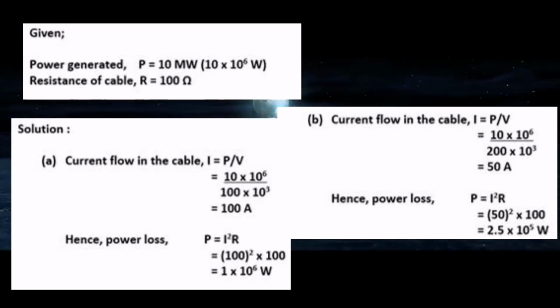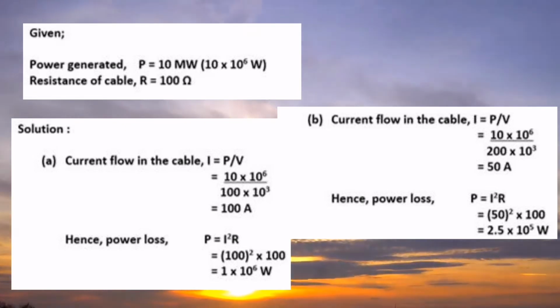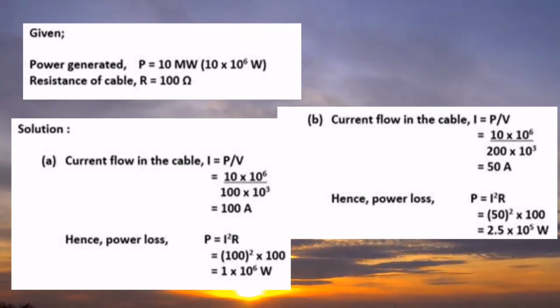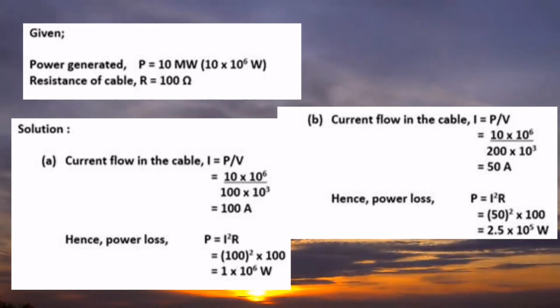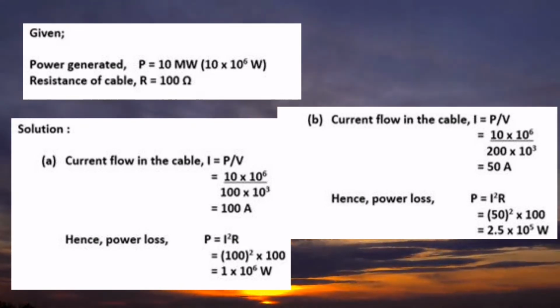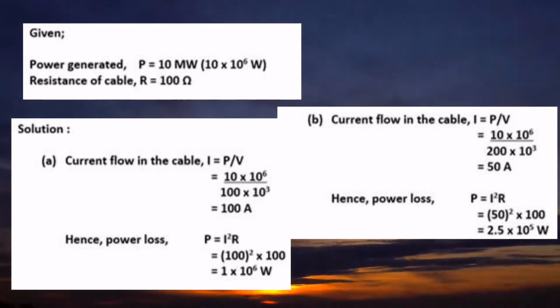And to find the power loss, we are using the equation of P equal to I squared R, where I is 100 ampere and the resistance of the cable is 100 ohm. So the power loss will be 1 times 10 to the power of 6 watt.